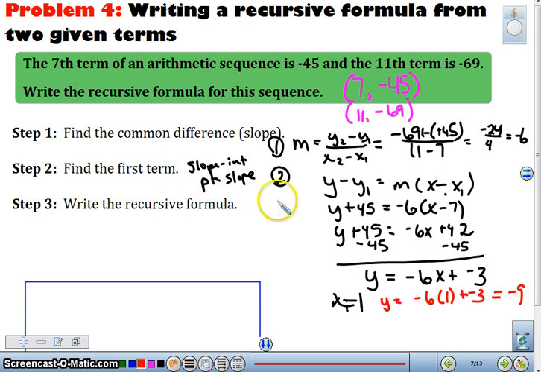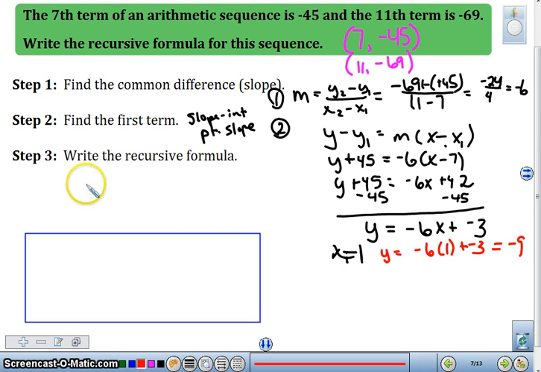So all of this work to get the first term. We now know when we're going to write our recursive formula. Remember, recursive formula starts with the first term. Our first term, if we are going to write the sequence, is negative 9. If it helps you to write and think of your second term, go to your equation again. Negative 6 times 2 would give us negative 12 plus a negative 3. Negative 12 plus negative 3 would give us a negative 15.